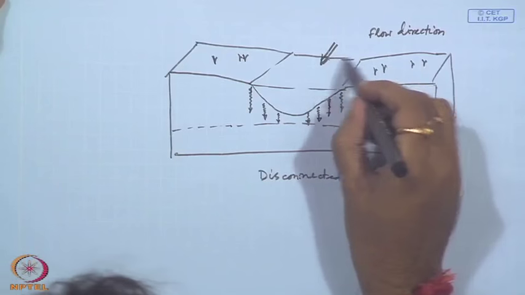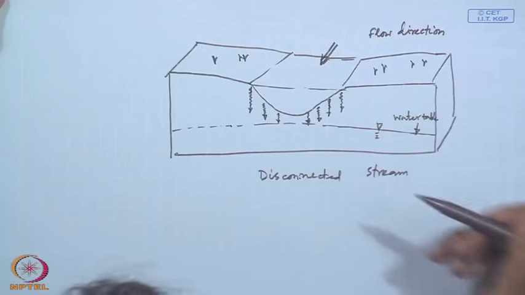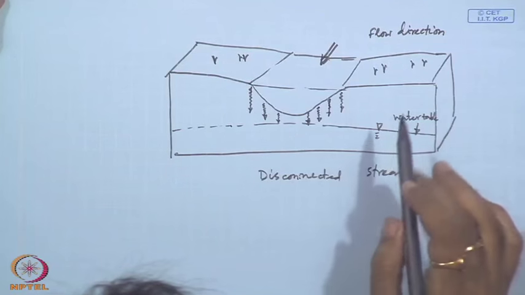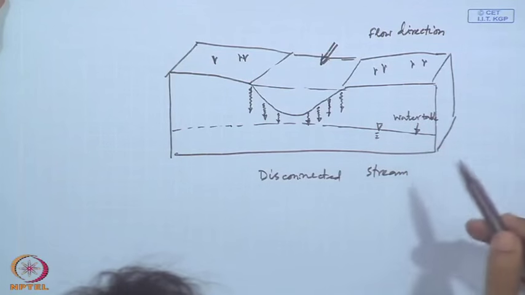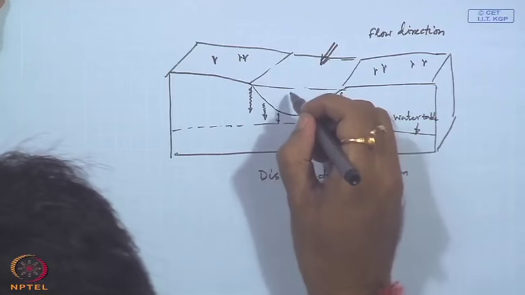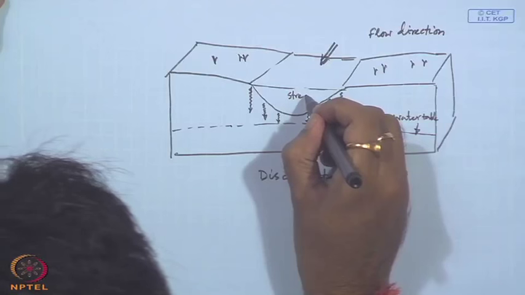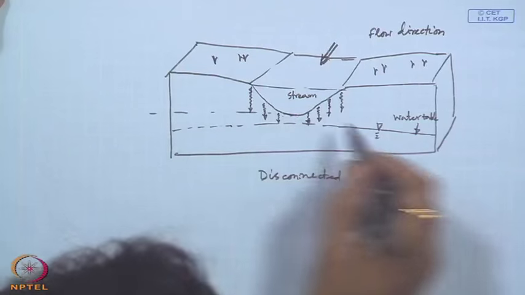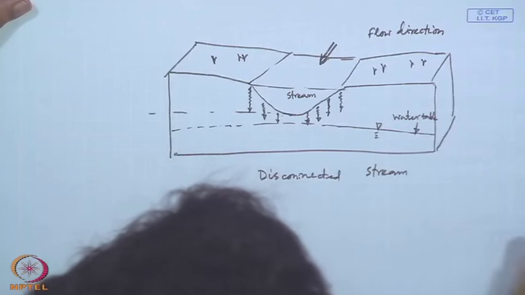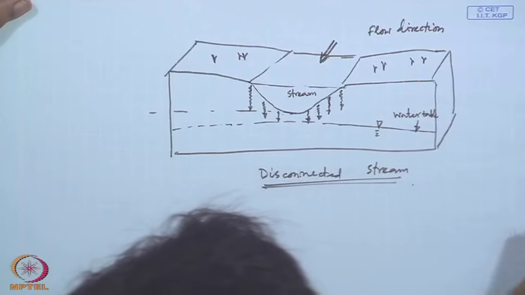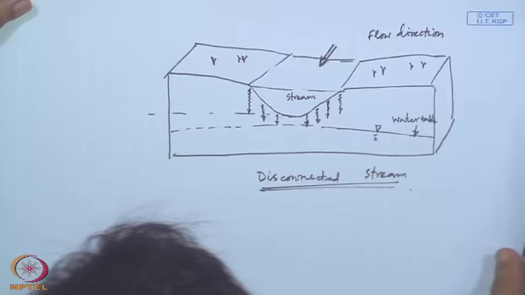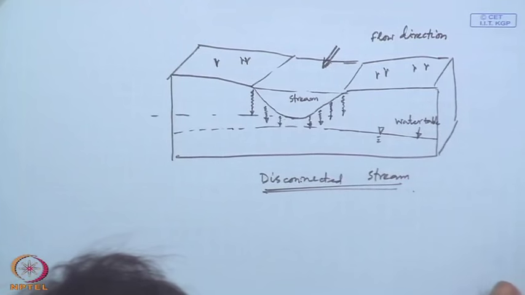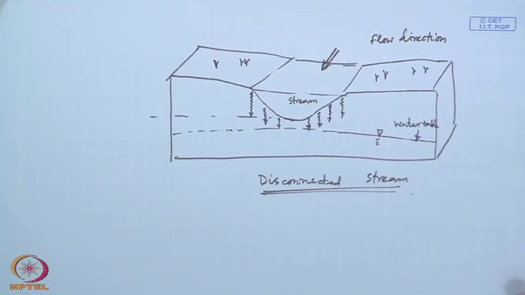So, in disconnected streams, we have a groundwater table which is below the stream. This is our stream, and this is our stream bed level. So, this is always below the stream bed level. So, these are called disconnected streams. Now, we need to see what kind of fluid dynamics is there near the stream, and that is in our aquifer part.